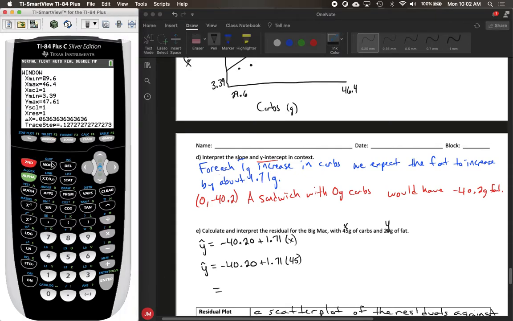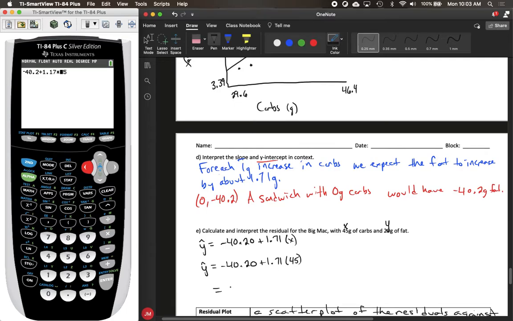Let's do that on our calculator. We'll close out of everything we had. Negative 40.2 plus 1.71 multiplied by 45. Let me go back and fix that. It should have been 1.71 instead of 1.7. Okay, I'll just do it off to the side here. Let me grab a different calculator real quick. So negative 40.2 plus 1.71 multiplied by 45, and that's going to be 36.75.